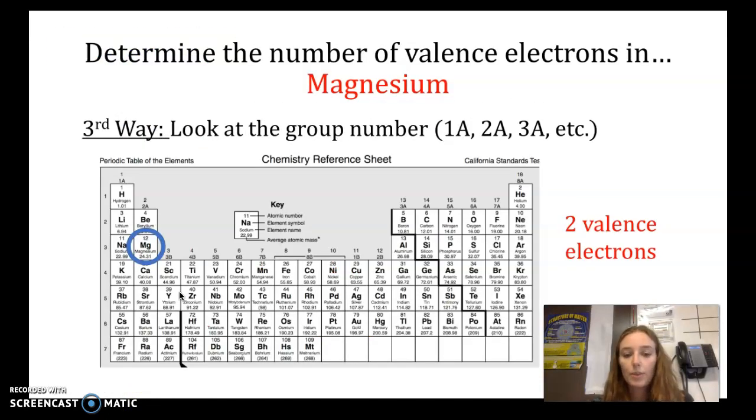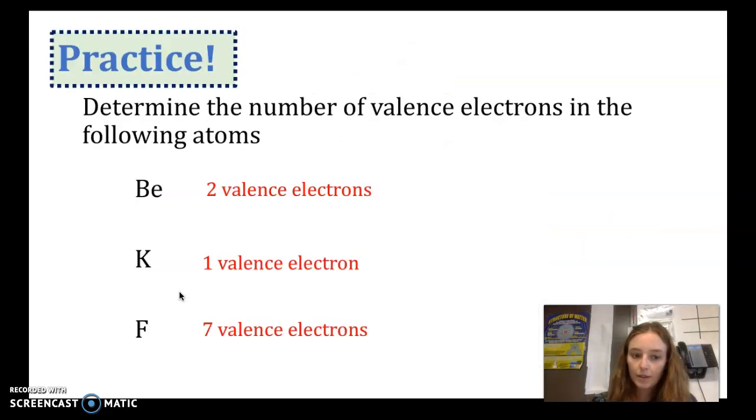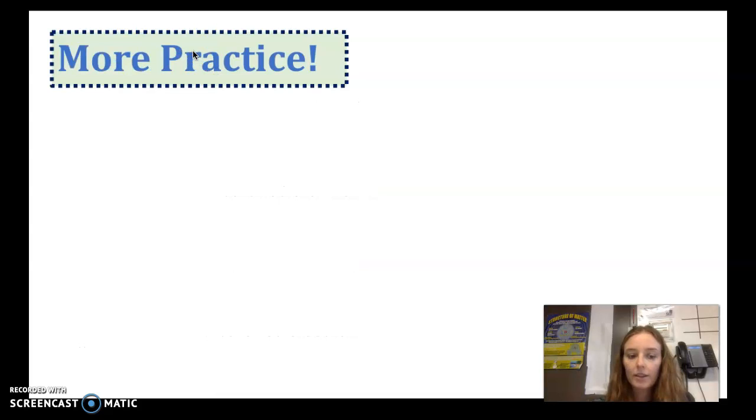Next, work through the practice on your notes to determine the number of valence electrons for those three examples. So no matter how you determined that by any of our three ways, you should have found that beryllium has two valence electrons, potassium has one valence electron, and fluorine has 7 valence electrons. Complete the extra practice in your notes and we'll go over these answers in class.